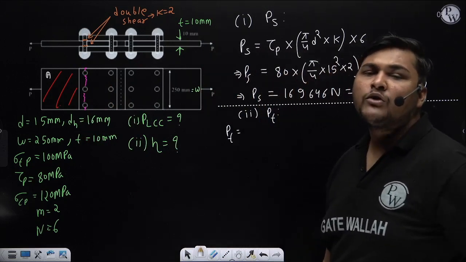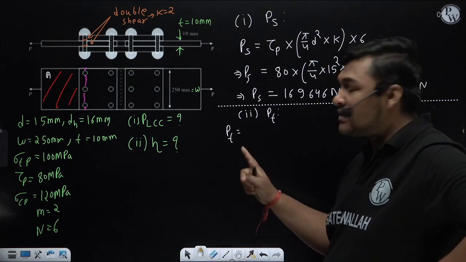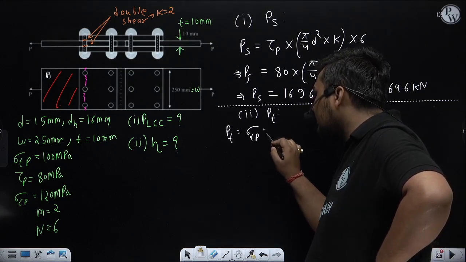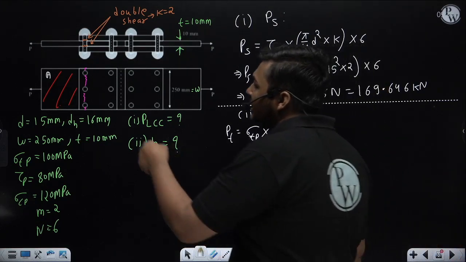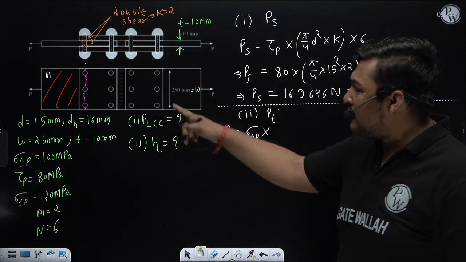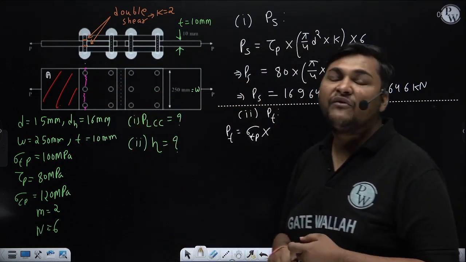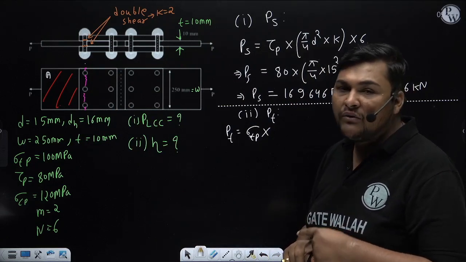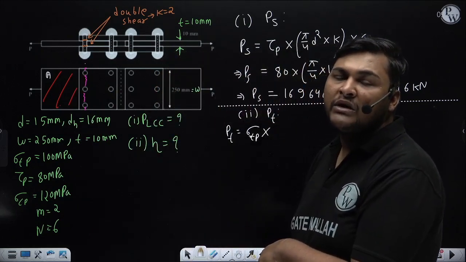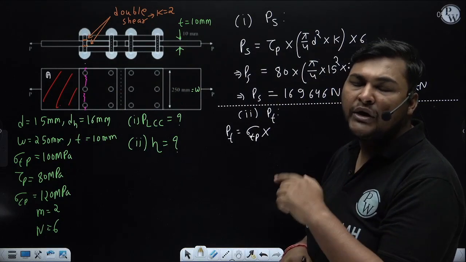Okay, and if you want to avoid tearing failure from this plane, how can we calculate the tearing load carrying capacity? Since we are calculating tearing load carrying capacity, first equate sigma t with sigma tp into the tearing area, and the tearing area will be the area of the plate at this plane. Now, what will be the effective area of the plate in this plane? First calculate the effective width. The total width is w, but in this plane 3 holes are coming, so to calculate the effective width we need to subtract 3ds from w.